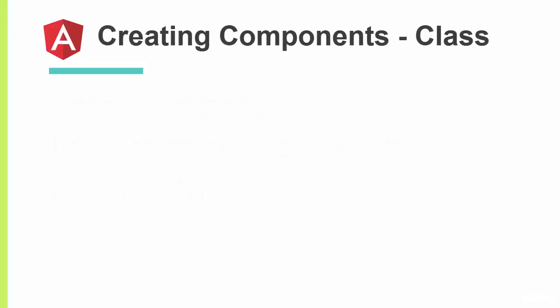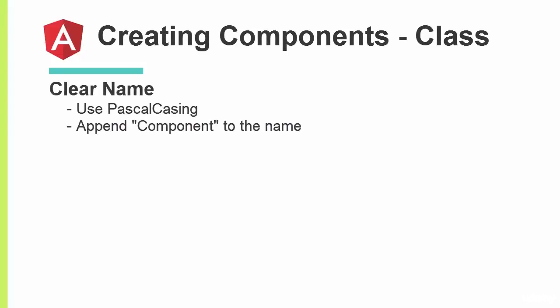When creating the component class, we give it a clear name. This is not only the name of the class, but the name of the component as well. Be sure to watch the casing since JavaScript is case-sensitive. By convention, use Pascal casing, where every word of the name is capitalized. It's also a convention to append component to the end of the class name to make it clear that it is a component class. Be sure to include the export keyword on the class signature.